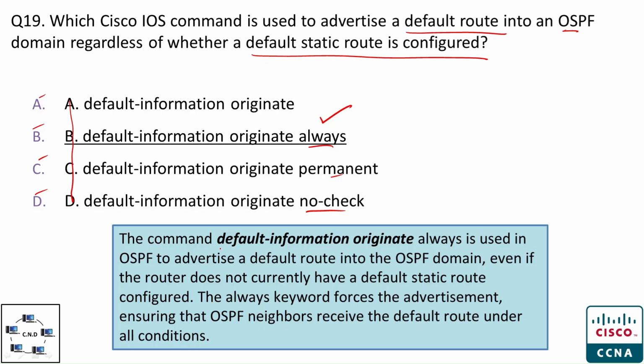The command default-information originate always is used in OSPF to advertise a default route in the OSPF domain, even if the router does not currently have a default static route configured. The always keyword forces the advertisement, ensuring the OSPF neighbors receive the default route under all conditions.